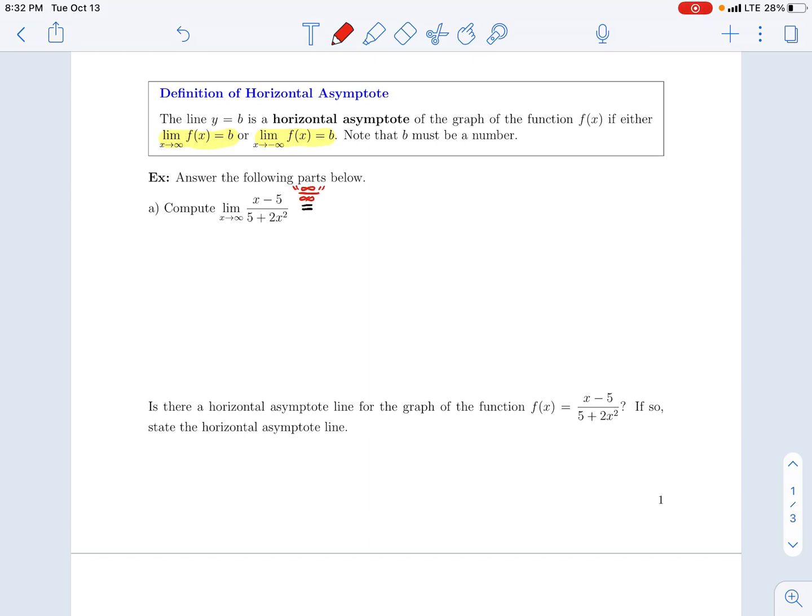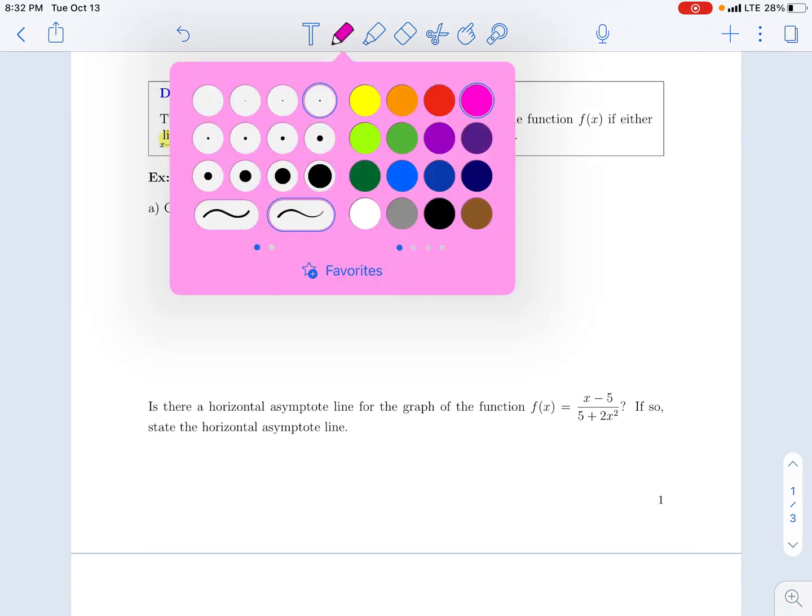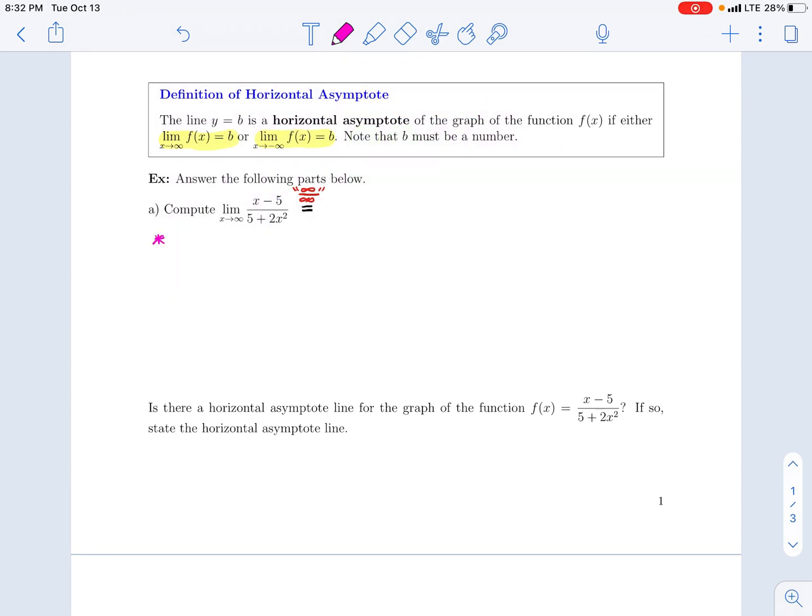Here, to figure out this limit, I'm going to divide by the highest degree in the denominator. That's the algebraic idea to figure out these types of limits. So I'll divide top and bottom by the highest degree in the denominator.